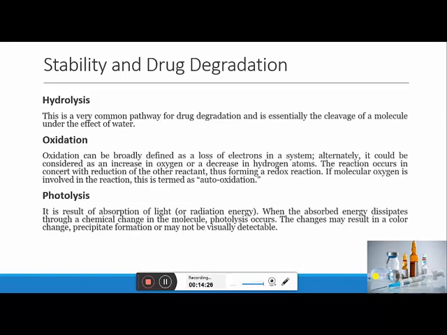Photolysis, if it is detected, can be simply prevented by using photo-resistant packaging, or we can also use complexing agent or changes in pH or prevent free trace metal concentration in a preparation to reduce the rate of photolysis.